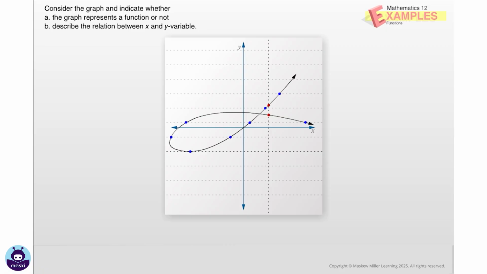Combining the results of the two tests, we can say that the given relation is a many-to-many relation.